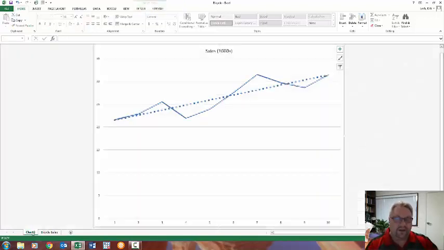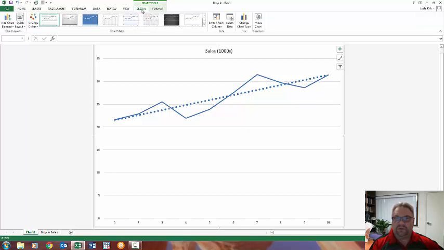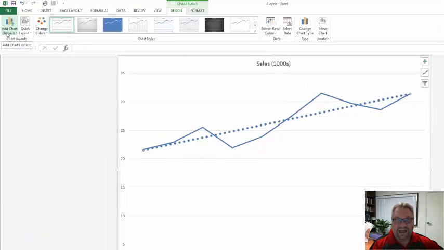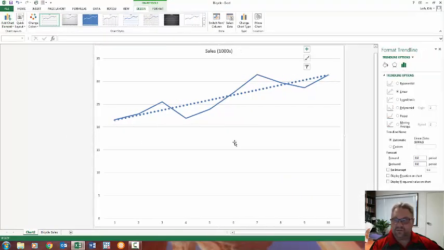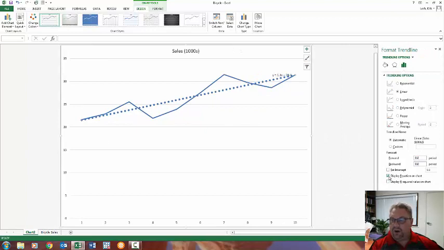So just real quick, I know this is going to be hard for you guys to see on the video, but nonetheless, bear with me. If I go into Chart Tools and go to Design, and then go to Add Chart Element, go to Trend Line, and then here, where it says More Trend Line Options, you can hit this box that says Display Equation on Chart.